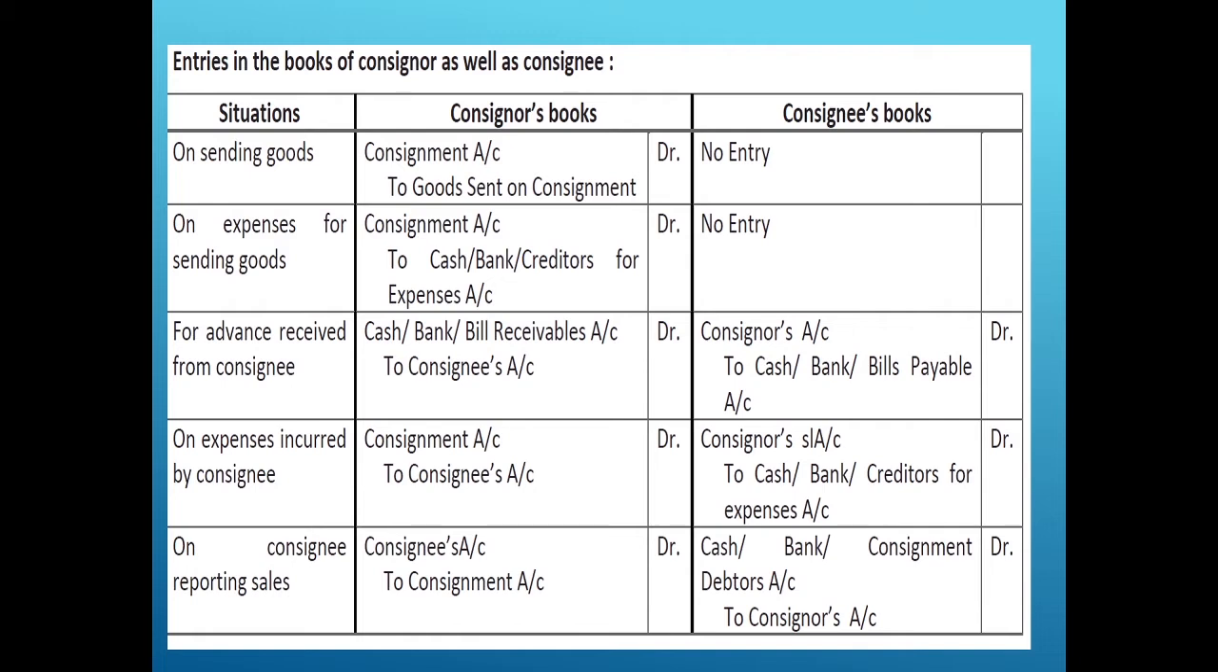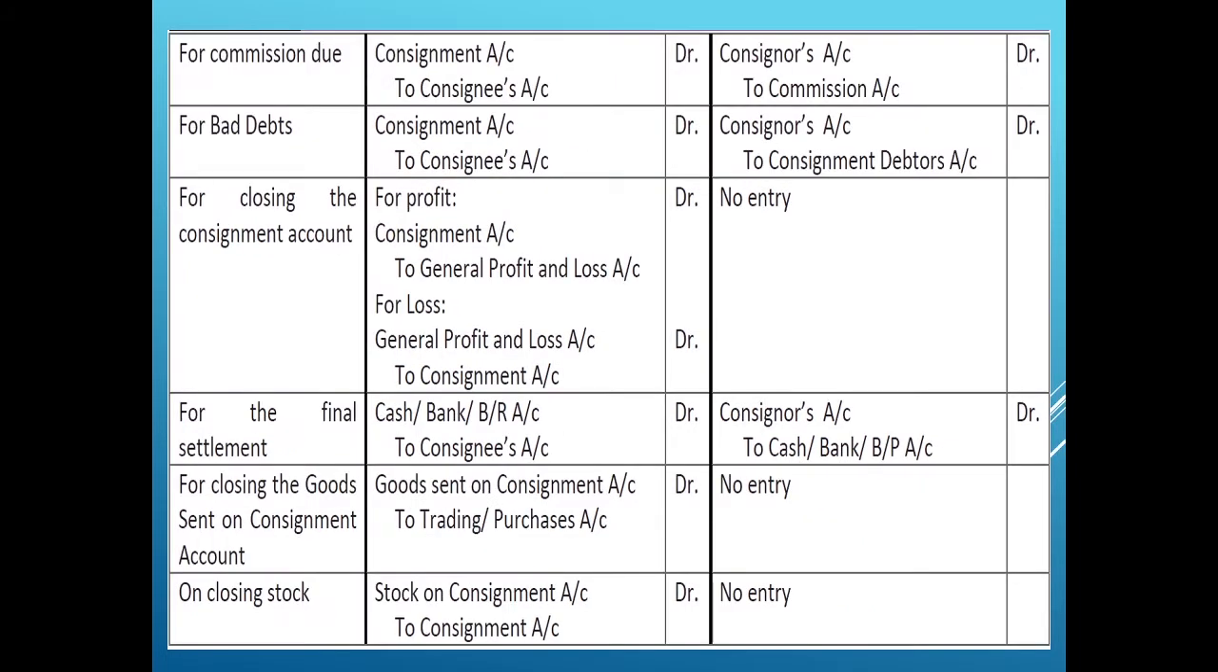For the sales: consignee account to consignment account, and in the books of the consignee, cash, bank, or debtors account to consignor account. And commission: consignment account to consignee account, and in the books of the consignee, consignor account to commission account. And if any bad debts are there: consignment account to consignee account, and consignor account to consignment debtors account.